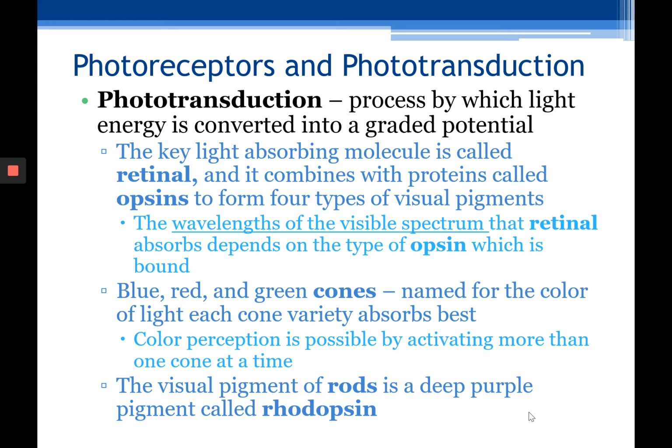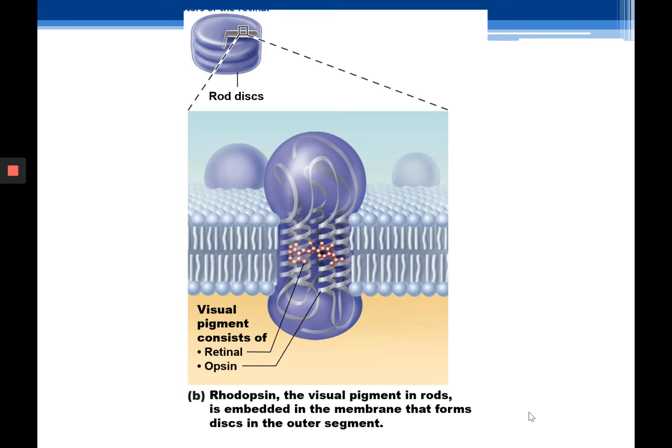The opsin they contain is rhodopsin. So we're looking at the light-absorbing molecule retinal sitting in rhodopsin. And there's plenty of these discs that contain rhodopsin and retinal in a rod. So that's what we're looking at here.